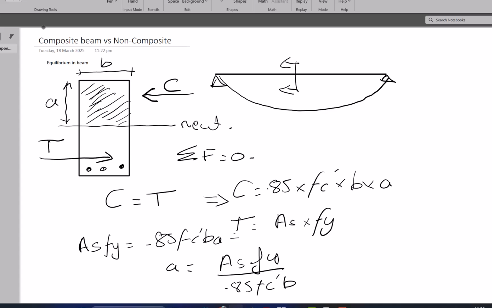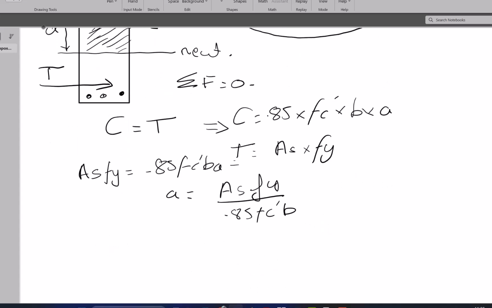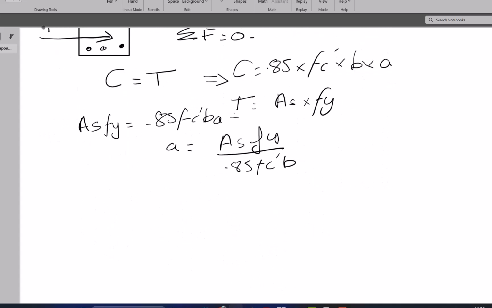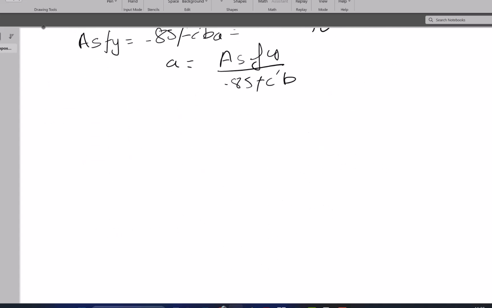The purpose of starting with this concrete example is to establish an understanding of how compression has to be equivalent to tension. Now let's look at the case of steel beams. Let's take a typical I section. Same beam, we assume it to be in bending. Again, this is going to be compression and this is going to be tension, and this is going to create the internal equilibrium of this section.